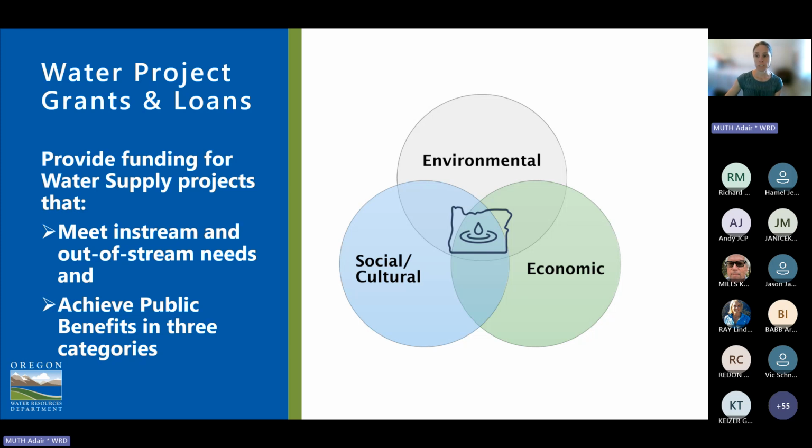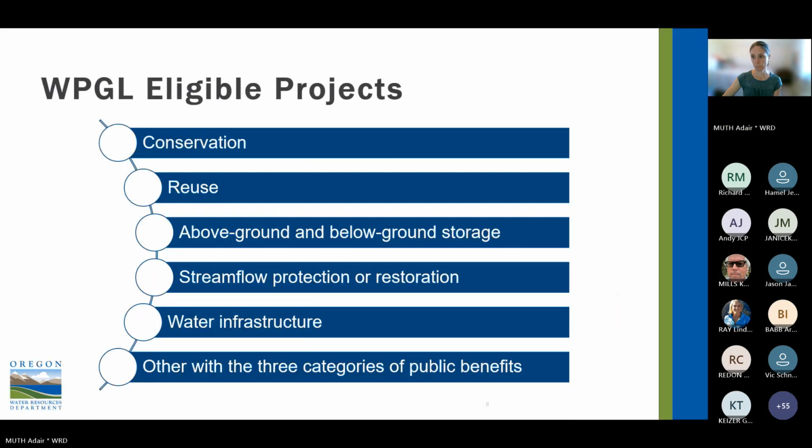So this program provides funding for water supply projects that meet in-stream and out-of-stream needs and achieve public benefits in 3 categories. This is a really key piece of this funding opportunity. The projects must provide public benefits in the 3 categories that are shown on the screen. So economic, environmental, and social cultural. There are numerous project types that are eligible for water project grants and loans: conservation, reuse, above ground and below ground storage, stream flow protection or restoration, and water infrastructure.